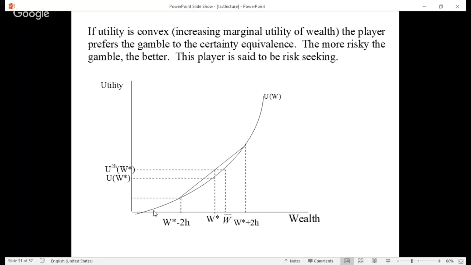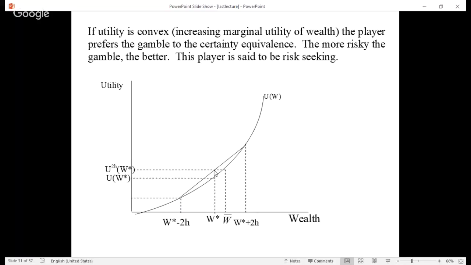The next example we have is a utility function that's convex, right? In this case, that second derivative would be positive. So you have the first derivative positive, second derivative positive, right? And in this case, the average of the two bets: if he wins the bet, his utility is way up here, or if he loses the bet, it's way down here, but the average ends up being above the certainty equivalent, which is right here. So the average, or the expected gamble of the bet, gives him more expected utility.